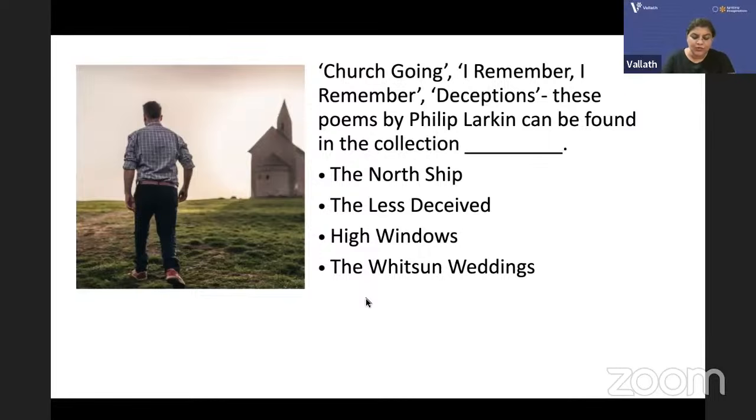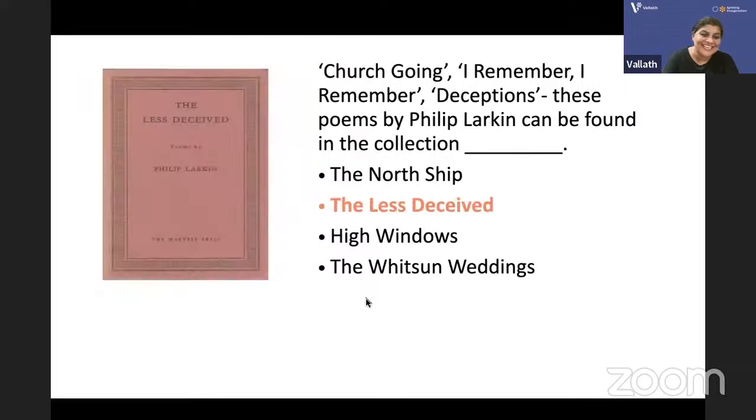Everybody is saying High Windows, guys. Some are saying The North Ship. Rini is saying The Less Deceived. Many are saying The Less Deceived. It is the answer, I think, yes. The Less Deceived is by Philip Larkin. All these are by Philip Larkin. Very good.